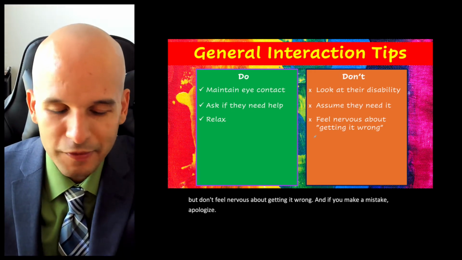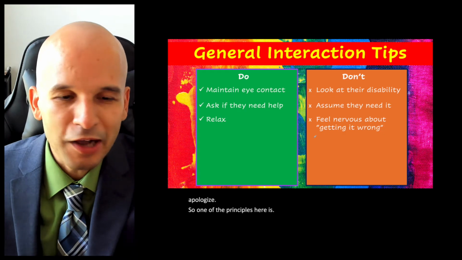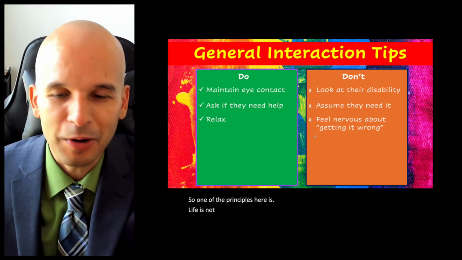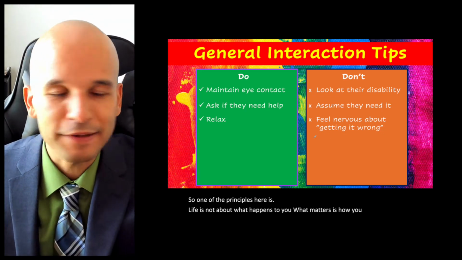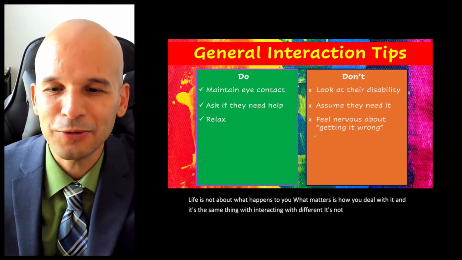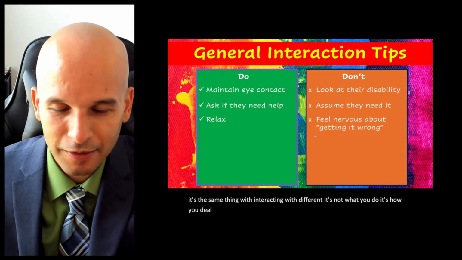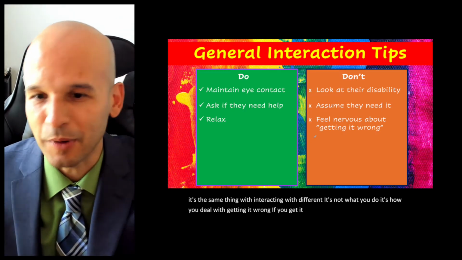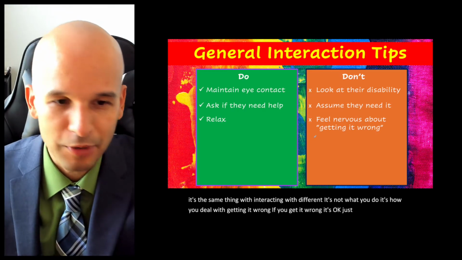So one of the principles here is life is not about what happens to you. What matters is how you deal with it. And it's the same thing with interacting with difference. It's not what you do. It's how you deal with getting it wrong. If you get it wrong, it's okay. Just apologize, correct the mistake, and move on.